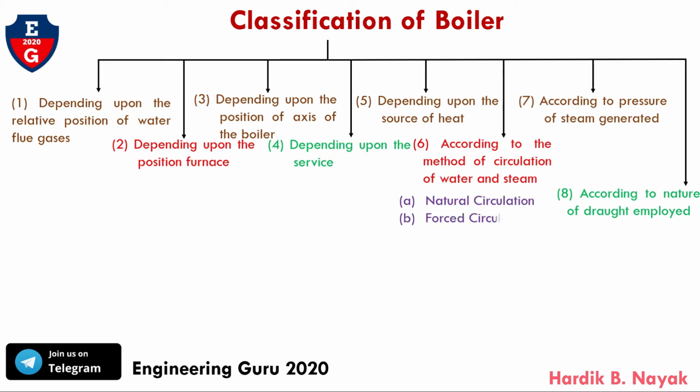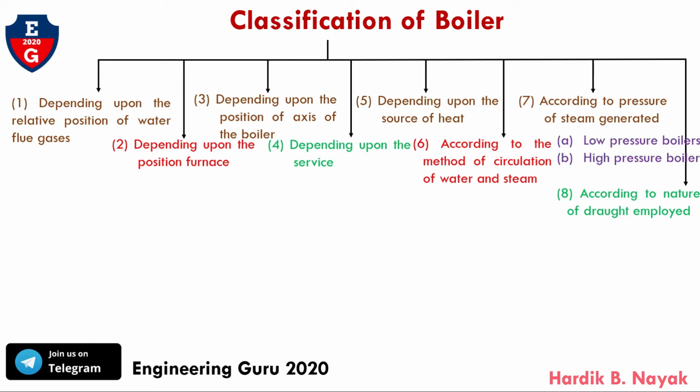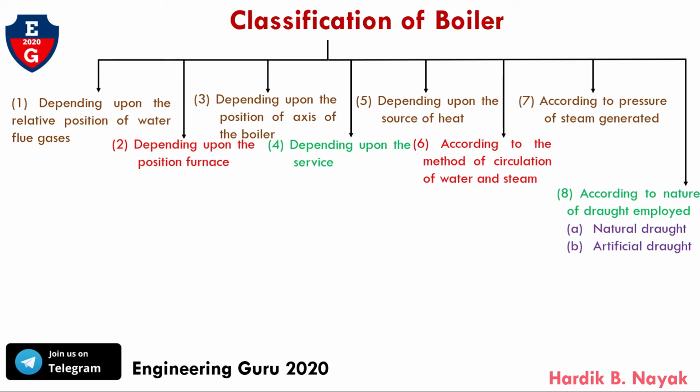Now the sixth part, according to the method of circulation of the water and steam, is divided into two types, A natural circulation and B forced circulation. Part 7 is divided into two types, A low pressure boilers and B high pressure boilers. And the final part is again divided into two parts, natural draught and artificial draught. In this video, we will learn one by one all the types.